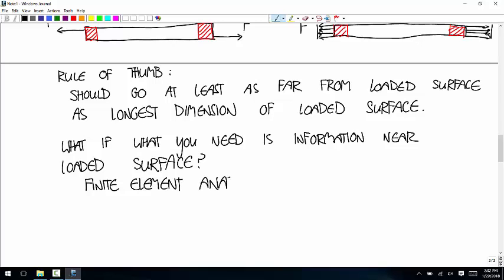So finite element analysis, people call that FEA, finite element analysis, or FEM for finite element method. Those are the same thing.